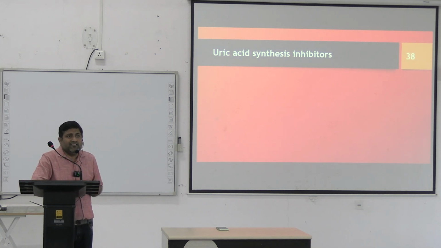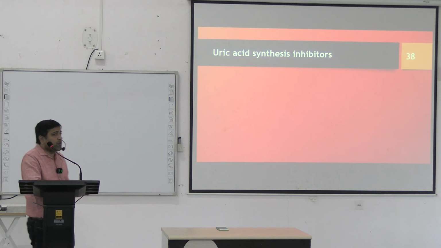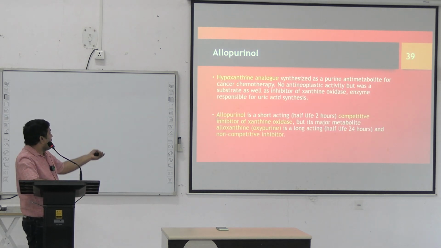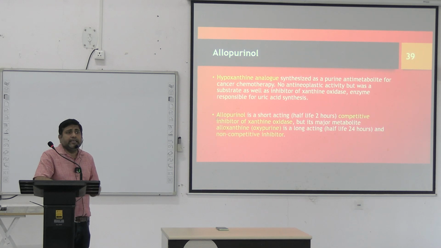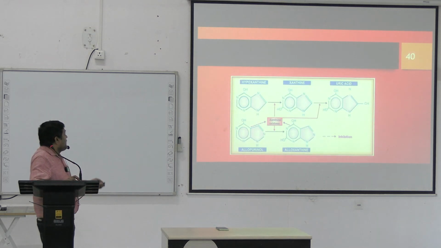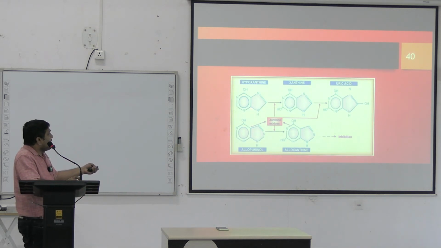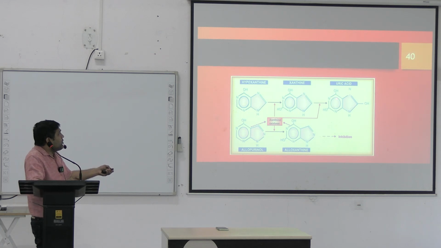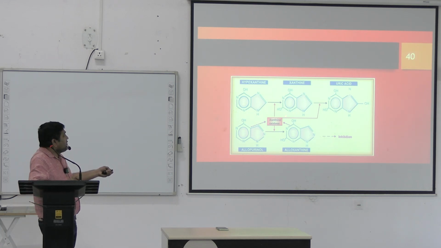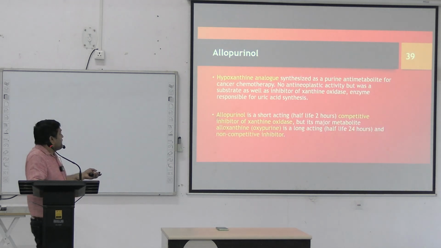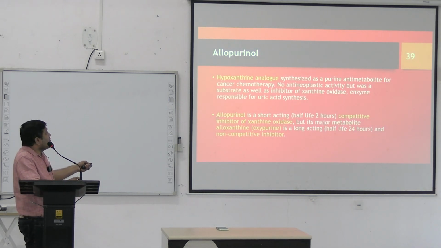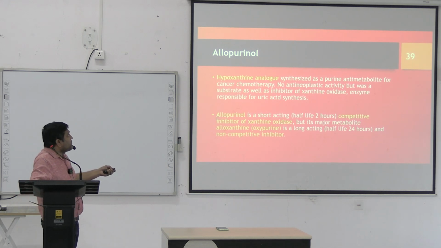Now coming to uric acid synthesis inhibitor, the prototype drug allopurinol. So allopurinol basically inhibits xanthine oxidase enzyme. What does xanthine oxidase enzyme do? Basically hypoxanthine is converted to xanthine and then to uric acid by the enzyme xanthine oxidase, and thus it helps in purine metabolism. Now, allopurinol is a hypoxanthine analog synthesized as a purine antimetabolite for cancer chemotherapy.